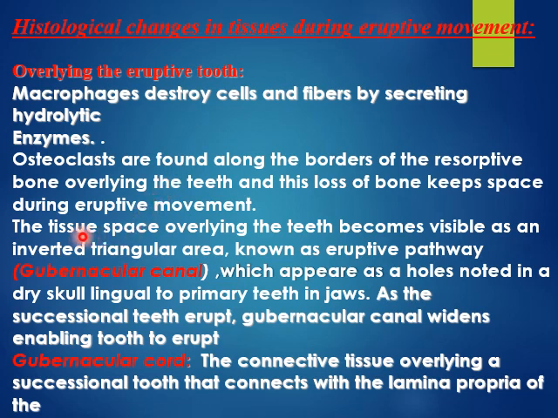tooth. The tissue space overlying the teeth becomes visible as an inverted triangular area known as the eruptive pathway or gubernacular canal, which appears as a hole noted in the dry skull lingual to the primary teeth in the jaw. As the successional teeth erupt, the gubernacular canal widens, enabling the tooth to erupt. Also, we have the gubernacular cord, which is the connective tissue overlying a successional tooth that connects with the lamina propria of the gingiva.